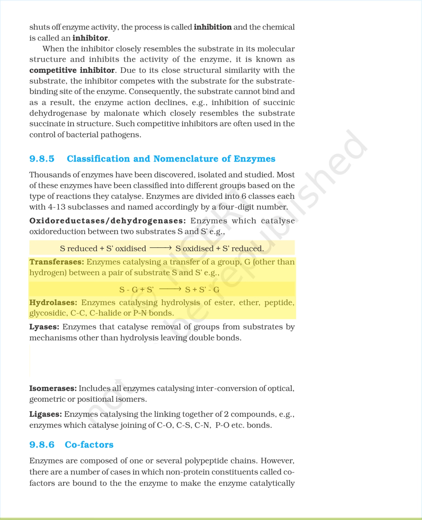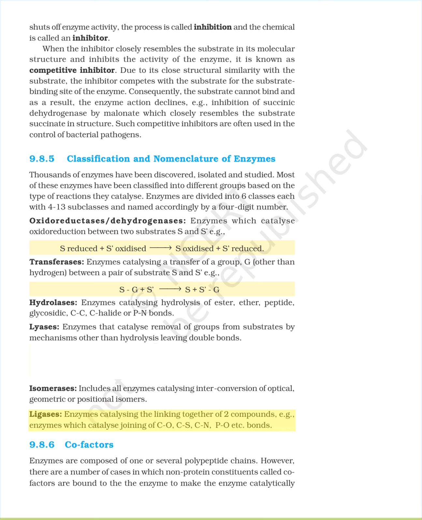Hydrolases are enzymes catalyzing hydrolysis of ester, ether, peptide, glycosidic, C-C, C-halide or P-N bonds. Lyases are enzymes that catalyze removal of groups from substrates by mechanisms other than hydrolysis, leaving double bonds. Isomerases include all enzymes catalyzing interconversion of optical, geometric, or positional isomers.